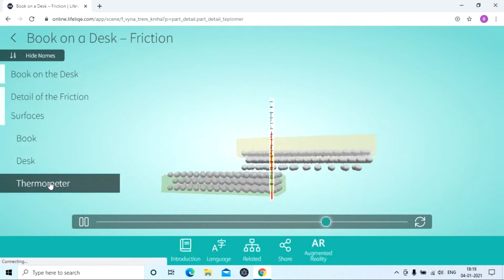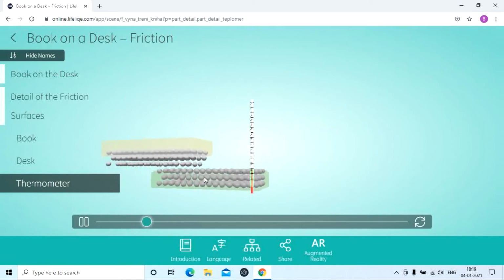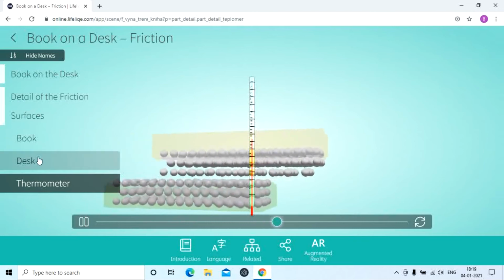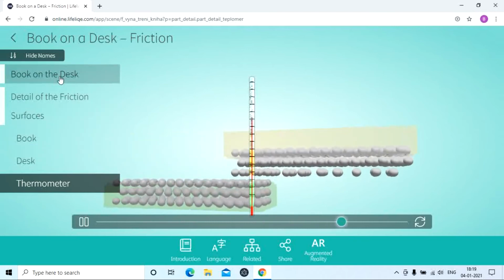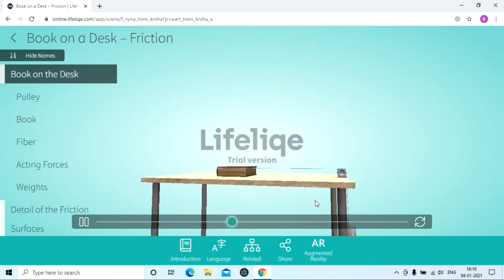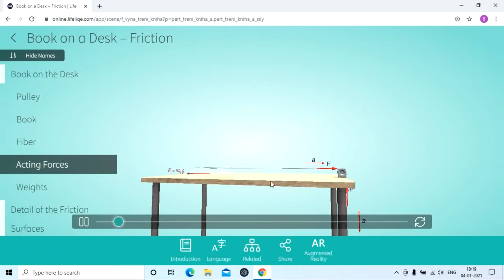You can see in the thermometer, when the book moves over the desk, the temperature of the thermometer is rising. So this is how, generally, when a book moves over the table, we can show how the frictional force is acting. Now, what are the forces acting?